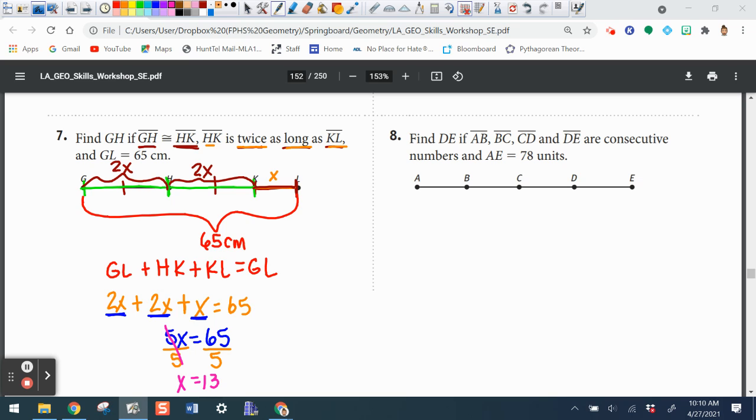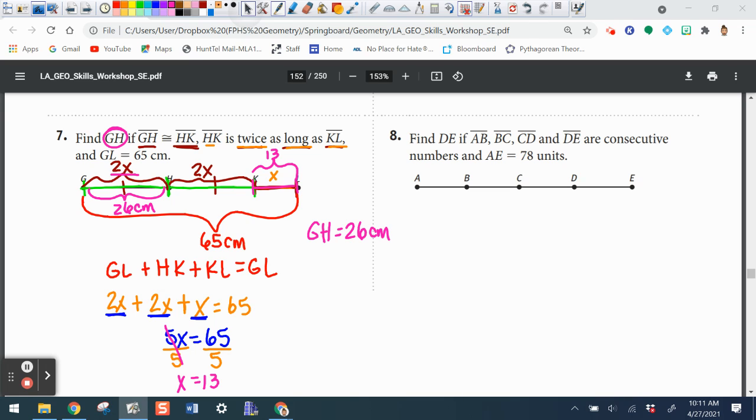But again, what they're asking us to do is not even solve for x, because that's something we created to help us solve for the missing length. They want to know the length of GH. So if the distance from K to L we now know is 13, because x is 13, they told us that from G to H is 2 times that length. Well, what's 2 times 13? None other than 26. So the distance from G to H is 26 centimeters. So G to H is 26 centimeters.